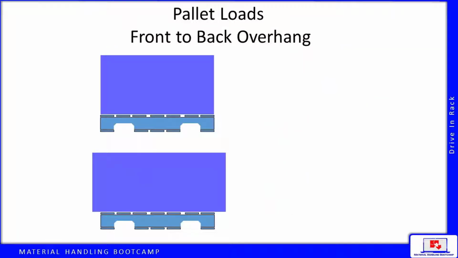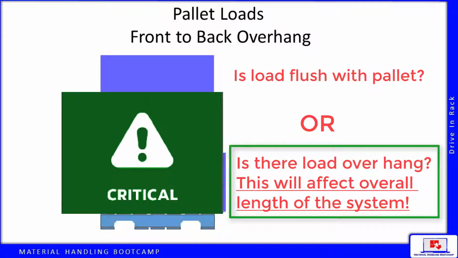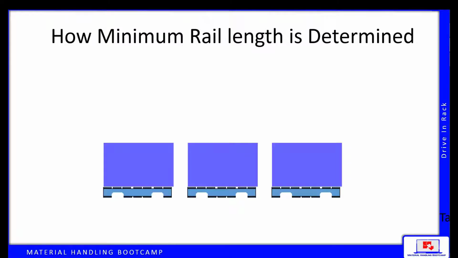Once we determine pallet depth, it is critical to make sure that we account for any loads that extend beyond the pallet footprint. Load overhang will affect the rail length and overall dimensions of the system. Drive-in and rack manufacturers may differ slightly on their standard design, and we will show you some of these slight differences as we go along.